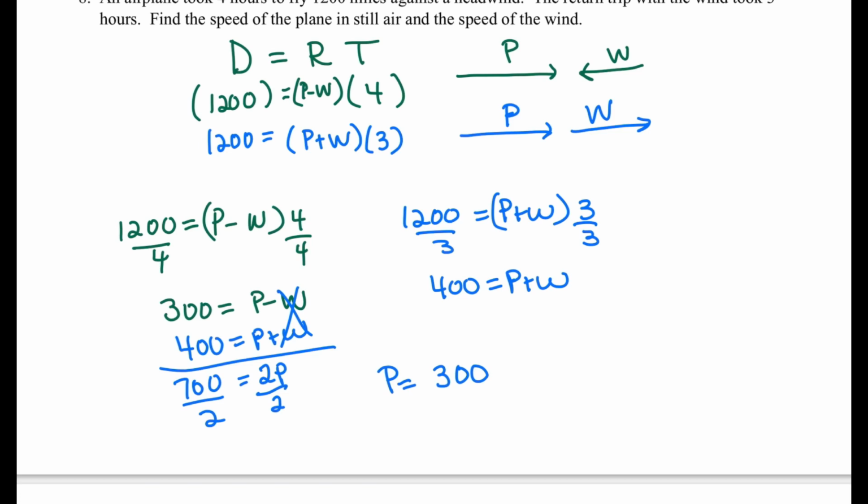Now, I have this equation here where my plane speed plus my wind speed equals 400. So if I know that my plane speed is 350, if I add 50, that will equal the 400. So my wind speed is going to equal 50 miles per hour when my plane speed is 350 miles per hour.